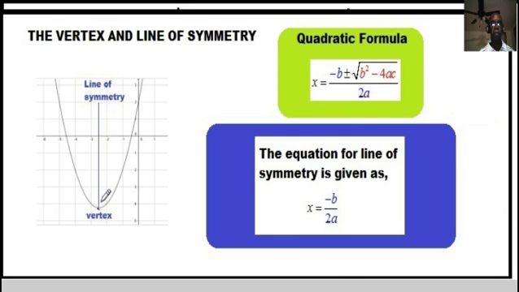The formula for the equation for the line of symmetry of a quadratic function is this other portion of the quadratic formula, the minus b divided by 2a. The equation for the line of symmetry is given by this formula, x equals minus b divided by 2 times a. Let us look at an example.